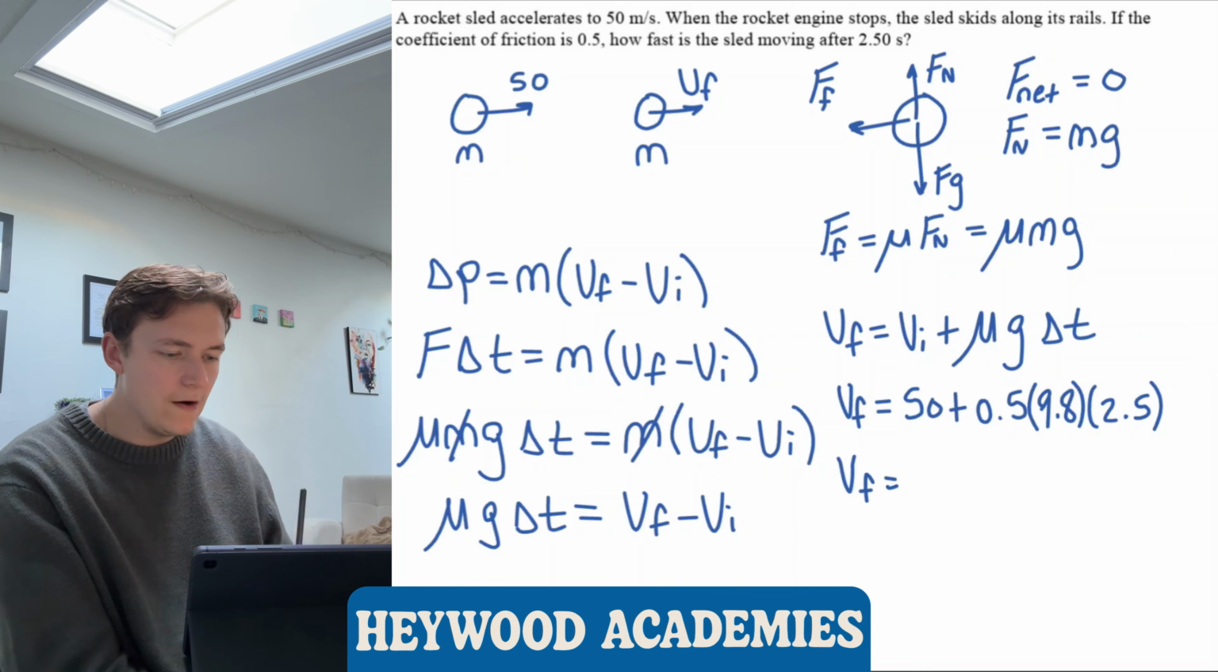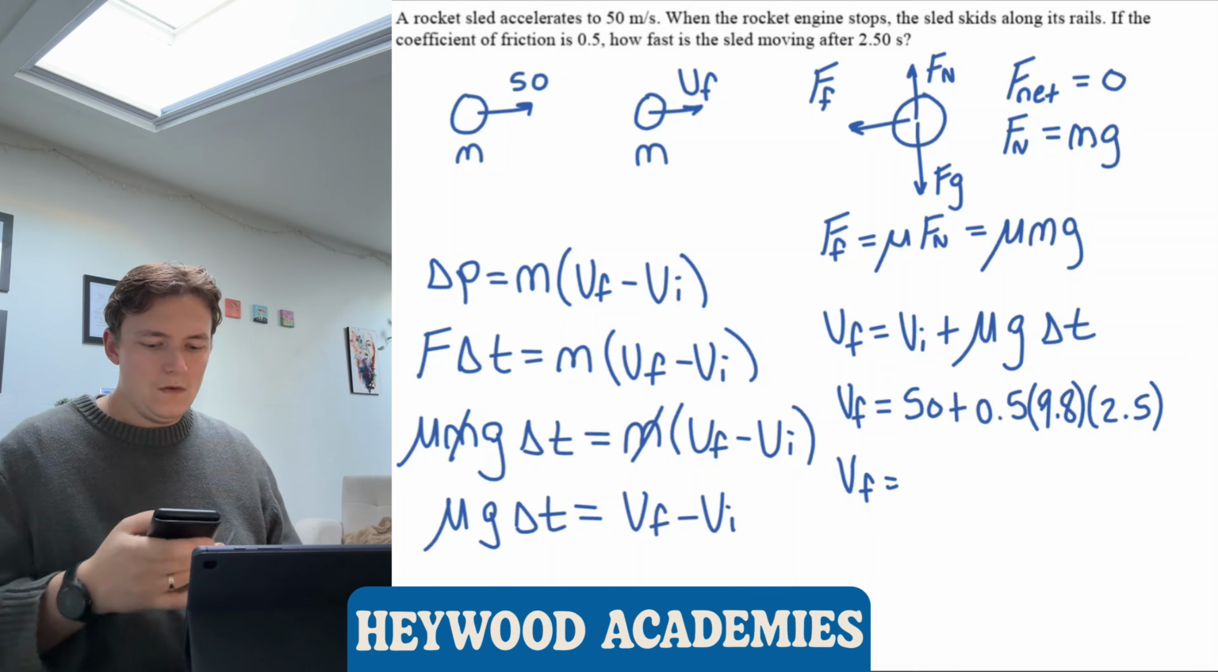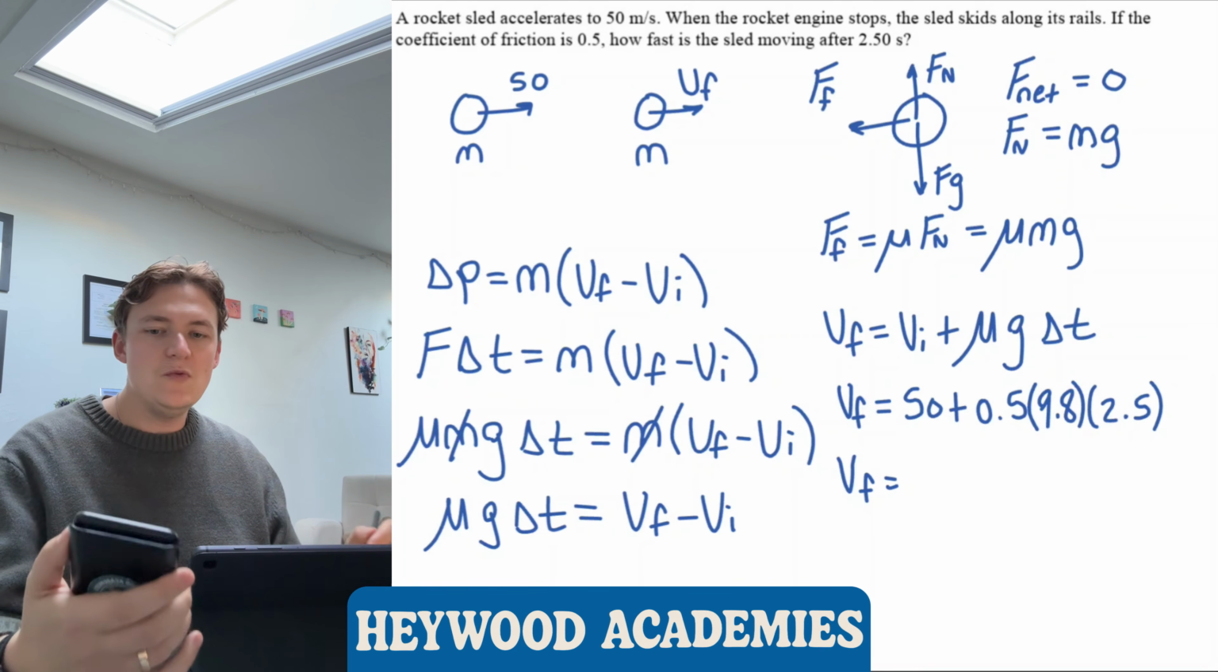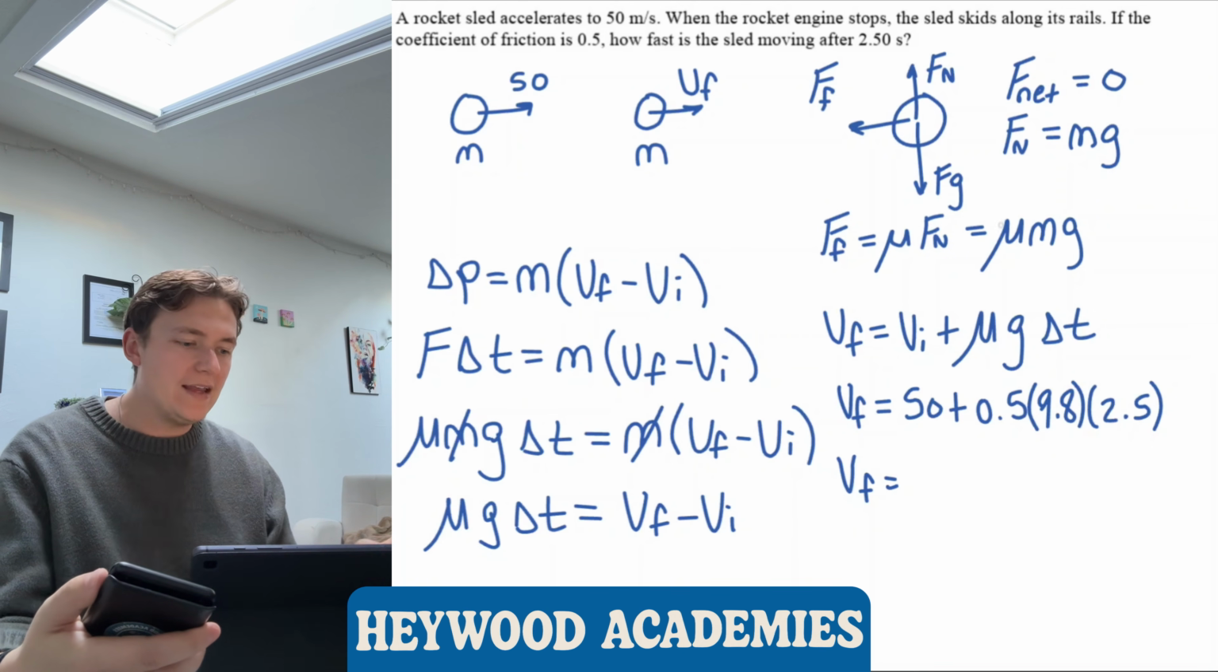So this is definitely a harder question for this section, but a good one to practice. Okay, so the answer we just got was 62.25 meters per second. That is definitely wrong because it's faster than what we started with. So we've got to go back and fix it.